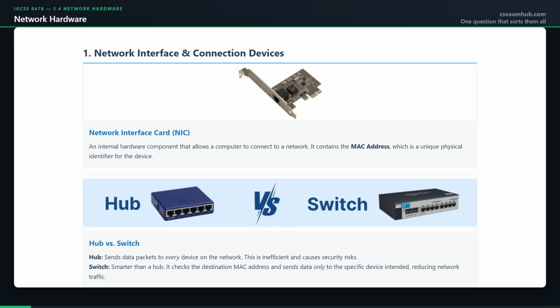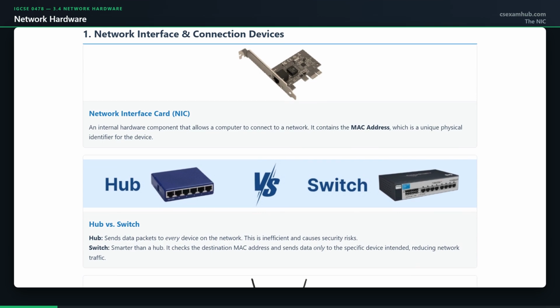A device that decides based on a MAC address works within one network. A device that decides based on an IP address works between networks. And a device that decides whether something is allowed through at all is a security device. Once you sort them that way, the differences that examiners test stop being arbitrary. Let us go through them.